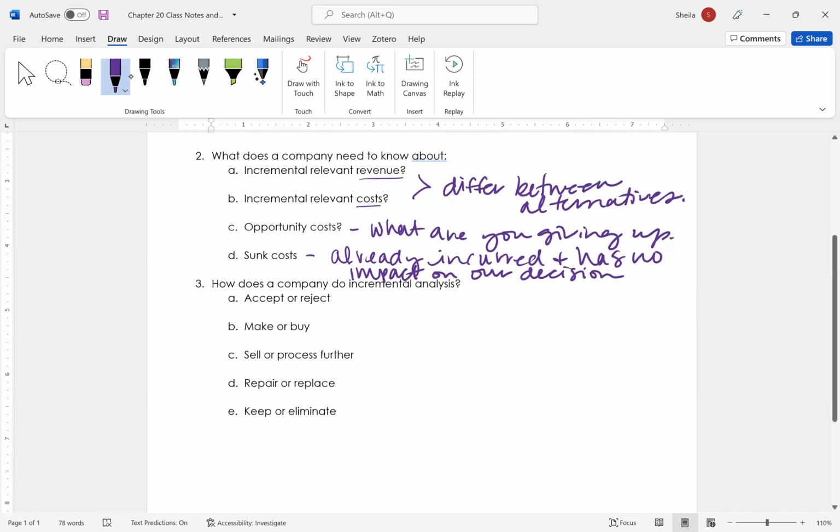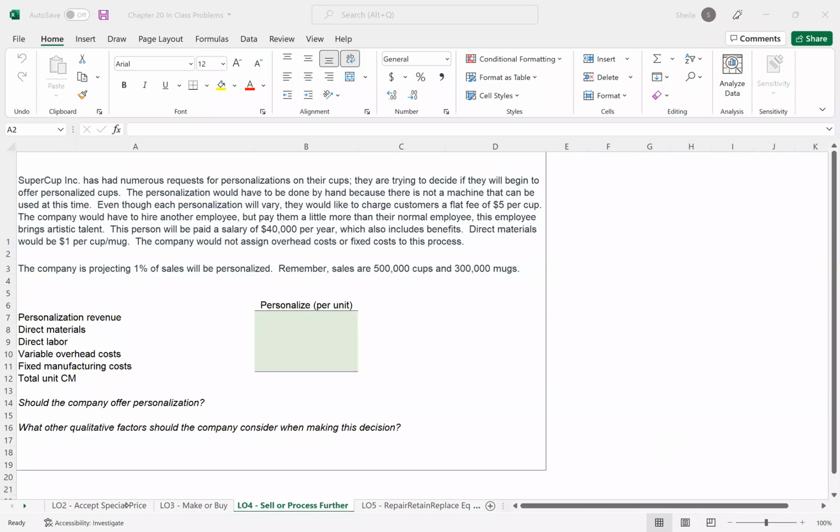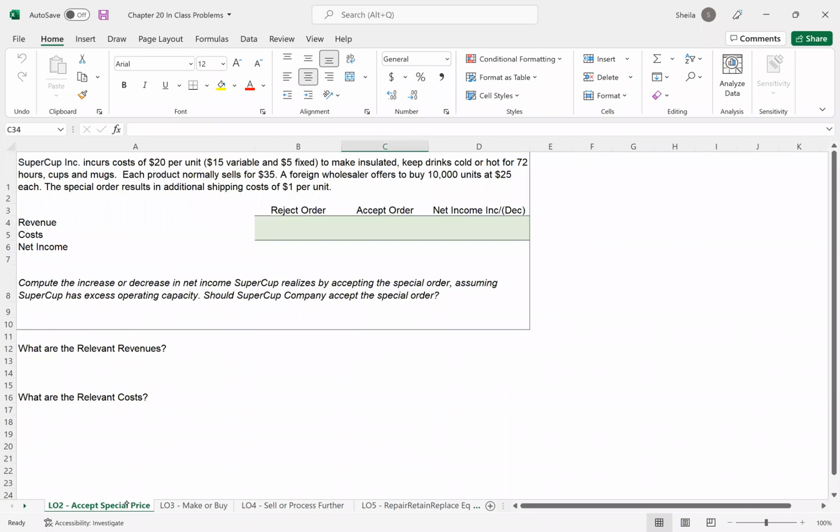Now, to do incremental analysis on these different items, I'm going to stop sharing my screen for just a second, and we are going to look at some in-class problems that I think will help with this. So let's start on accepting a special price.